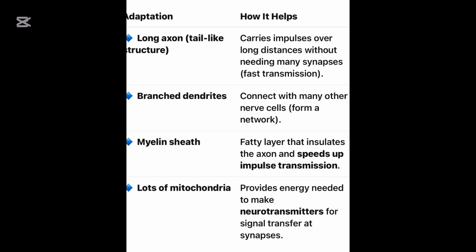Number one, long axon, which is a tail-like structure. This carries impulses over long distances without needing many synapses. It helps in fast transmission. Branched dendrites. This connects with many other nerve cells to form a network. The myelin sheath. This is a fatty layer that insulates the axon and speeds up impulse transmission. And lots of mitochondria. The mitochondria provide energy needed to make neurotransmitters for signal transfer at synapses.